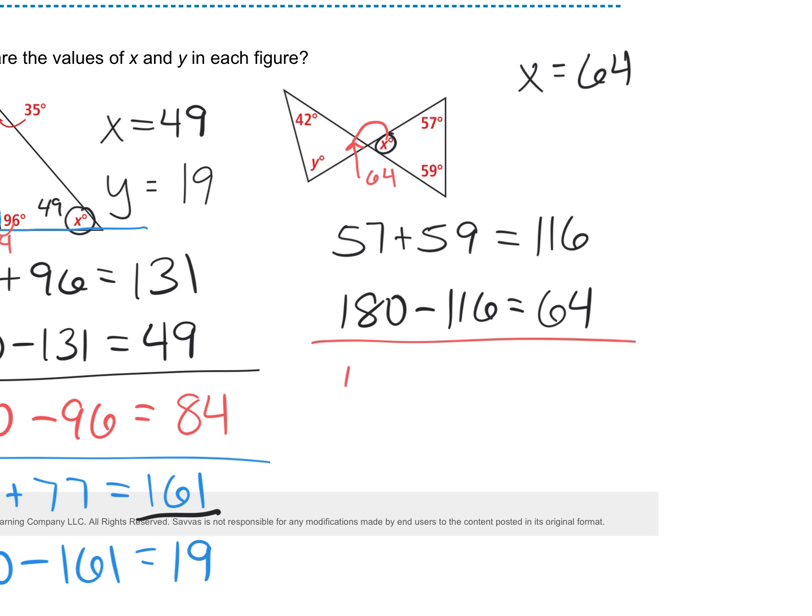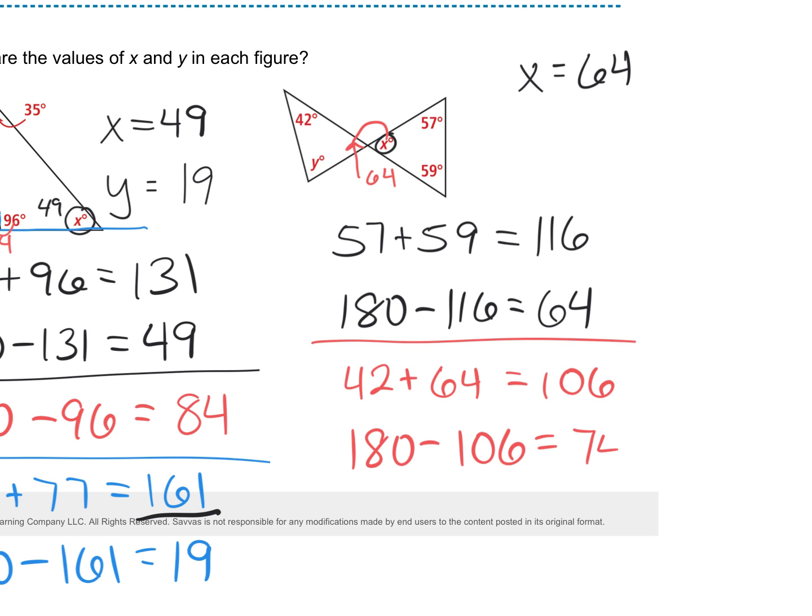So we can do 42 plus 64, that is 106. And then last step. Yep, 180 minus 106 is 74. So then Y equals 74. I'm not going to be too picky on labels, okay, because I know what you mean. But we do count these as degrees.